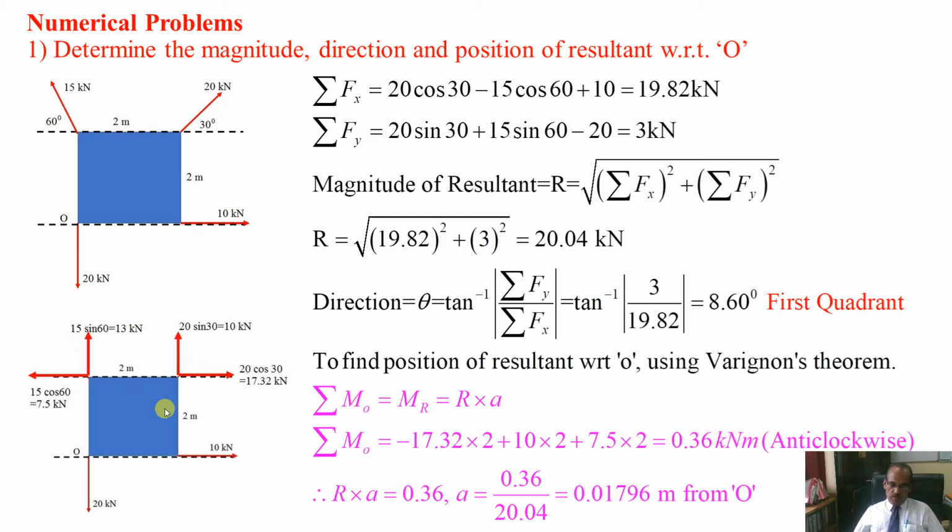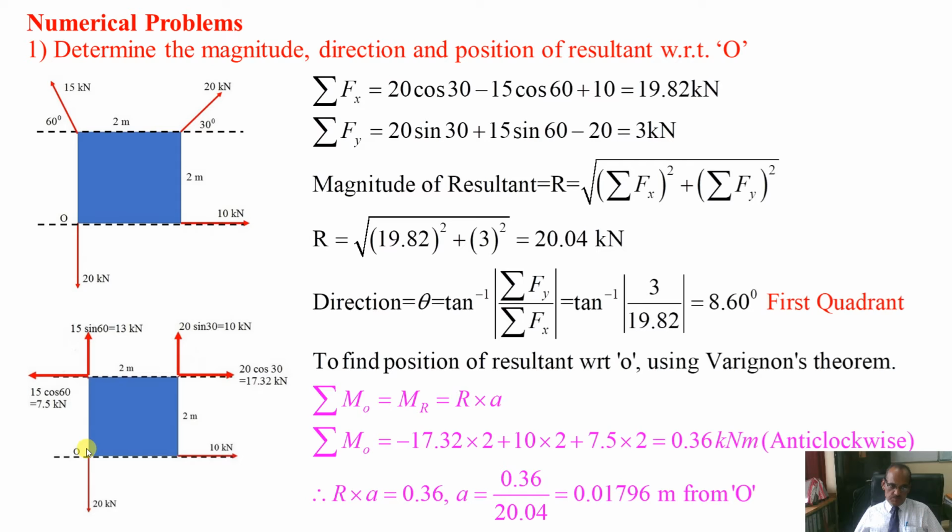Now, how to calculate the position of the resultant with respect to O using Varignon's theorem? The resultant we have already calculated. So we take summation of moment about this point O. We'll take the moment of forces about point O. So how we will take, you see, let us start with this force 17.82 acting to the right.